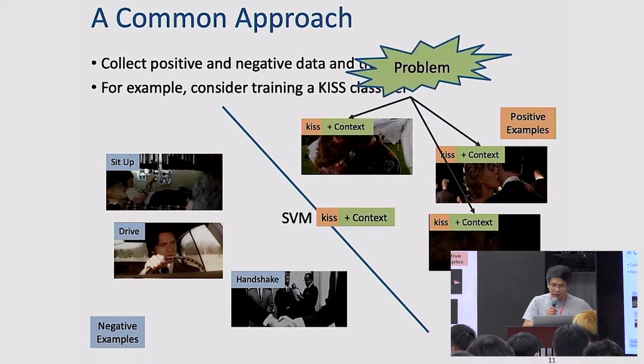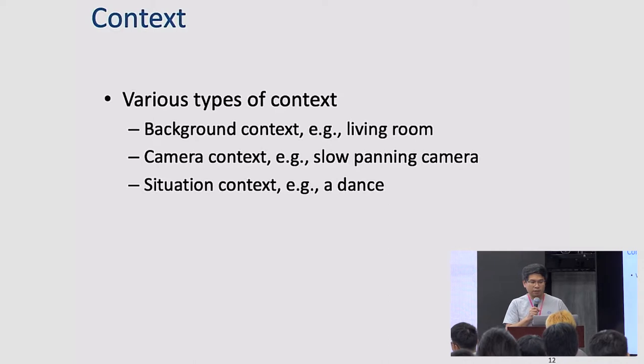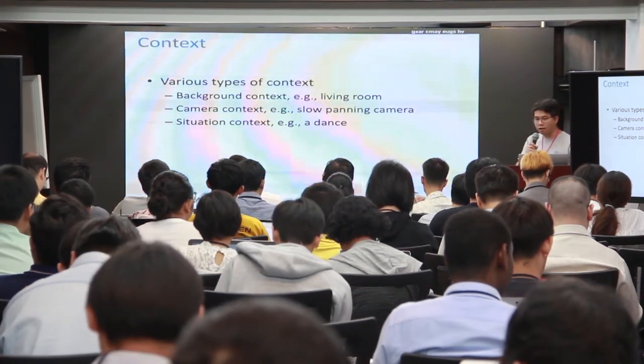The problem is, usually in the set of positive examples, you not only have the action, but you also see something I call the context. For example, in the case of a kiss, when they film a kiss, they usually have a very slow-moving camera panning around the couple kissing. So essentially, the classifier learns the camera motion instead of the motion of a kiss. By context here, I mean there are various types. It could be the background context, like a kiss is more likely to occur in a living room. It could be camera context, a slow panning camera. And it could be a situation context, like a kiss is more likely to occur after a dance, right?